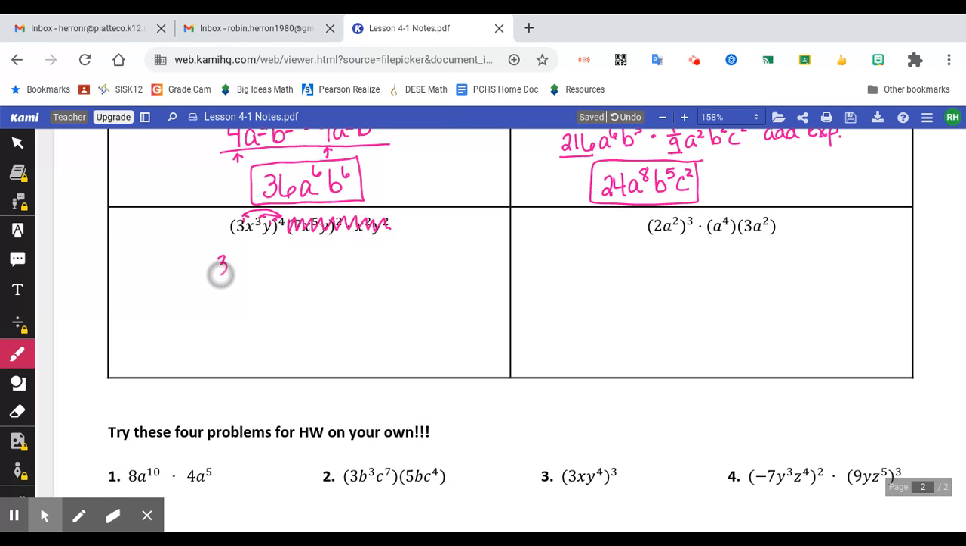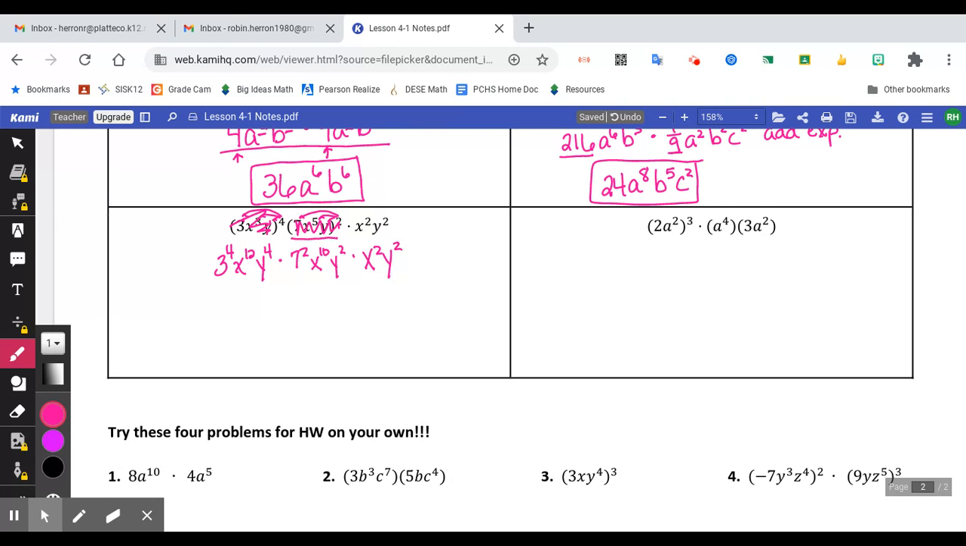So this will be 3 to the 4th. I'm multiplying here because I'm distributing x to the 12th and then y to the 4th. Okay, so that part's done. Now I'm going to uncover this. So let's just think about the middle part right here. 2 gets distributed to all 3 of these. So I have 7 squared, x to the 10th, y squared. I'm done with that. Then on the last one, there's nothing to distribute. So we're just going to write x squared, y squared. We can't do anything with it just yet.